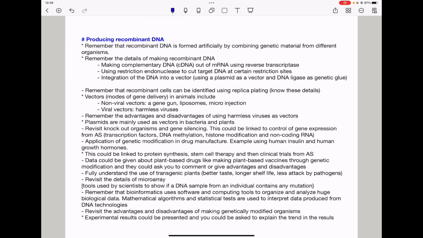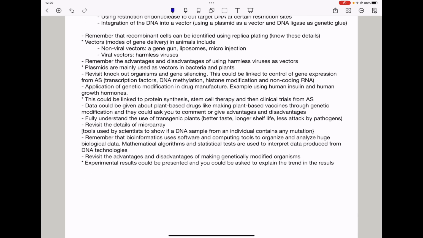You should also revisit advantages and disadvantages of making genetically modified organisms. Experimental results could be presented, and you could be asked to explain the trends in some of these results. So this brings us to the end of these potential questions that could come in any Unit 5 paper.